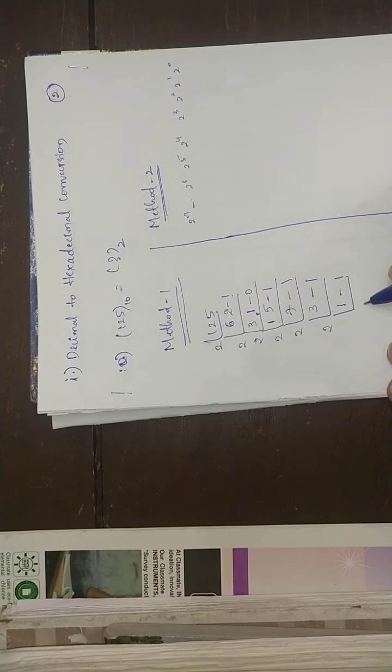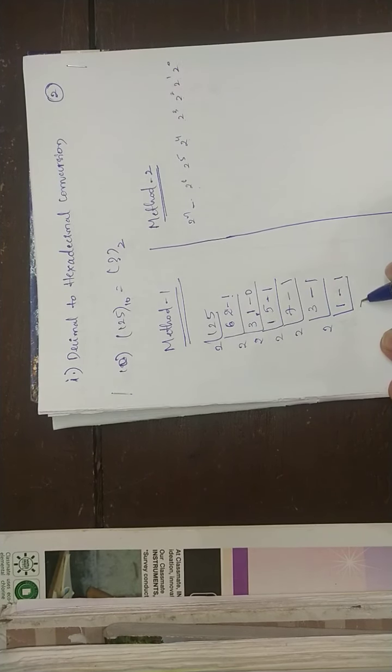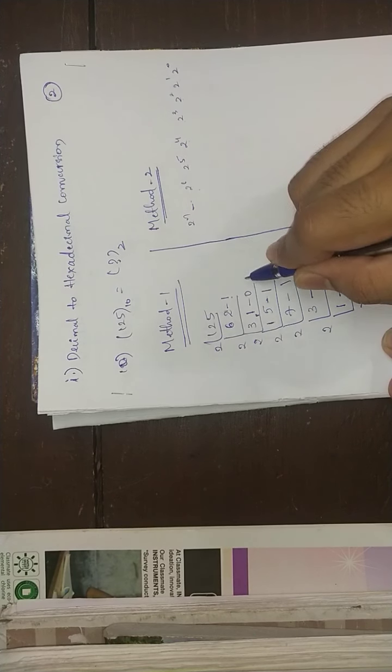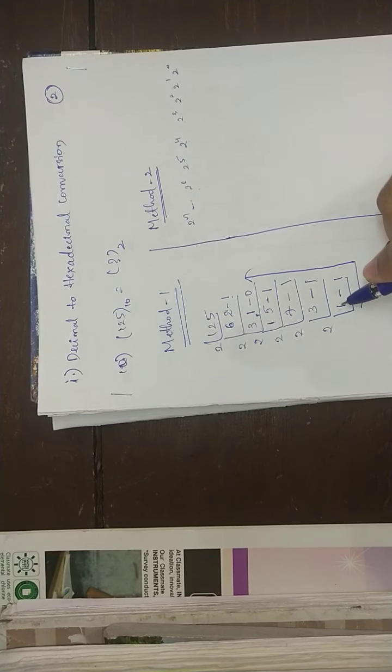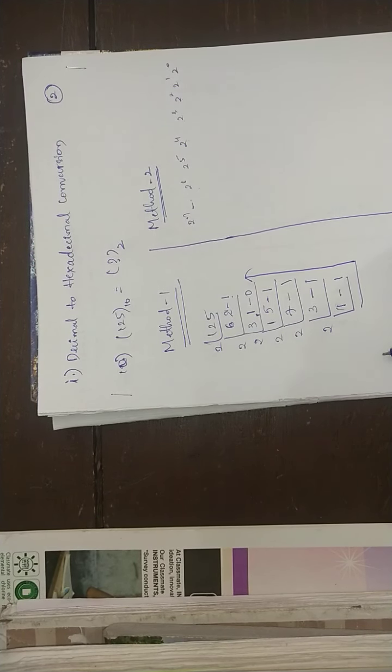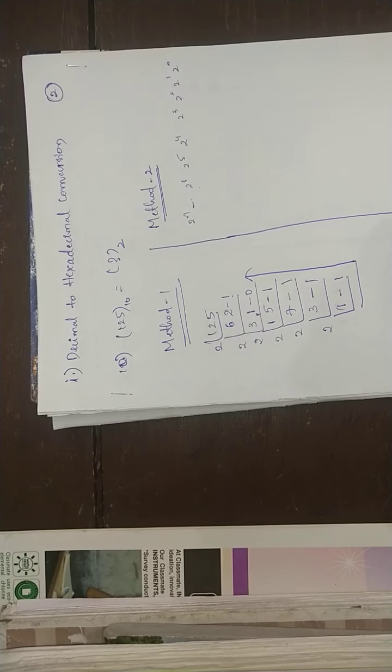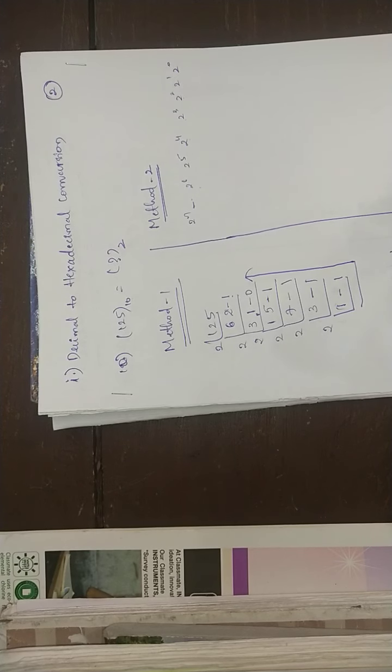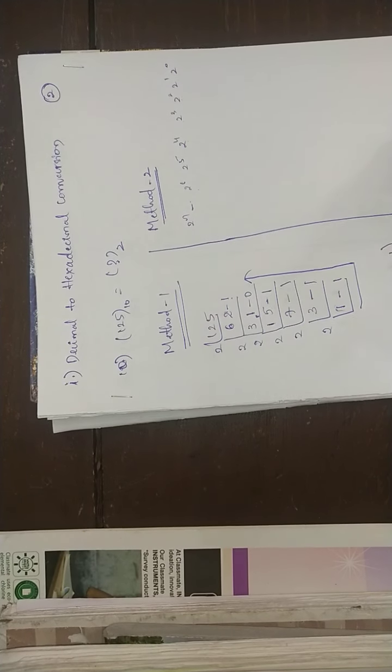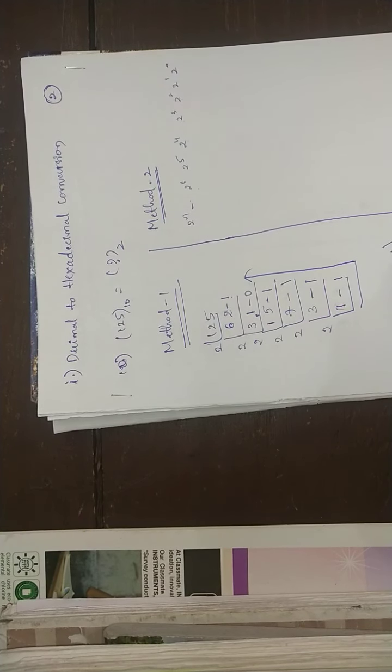Now here we are going to count from bottom to top. Always remember we have to count this number too. Many people forget to count this number, so we write the number as 1 1 1 1 1 0 1 base 2, and here it is the answer.